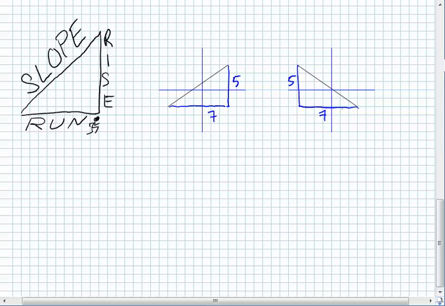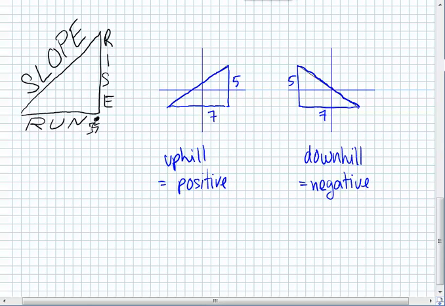Anyways, the slope is positive going up and to the right. In other words, I'm climbing the hill here going left to right. That's a positive slope versus going down a hill here, and that's a negative slope. So we can think of it in these terms: uphill is a positive slope, which would mean downhill would be a negative slope. So that's one easy way to differentiate positive and negative slopes.